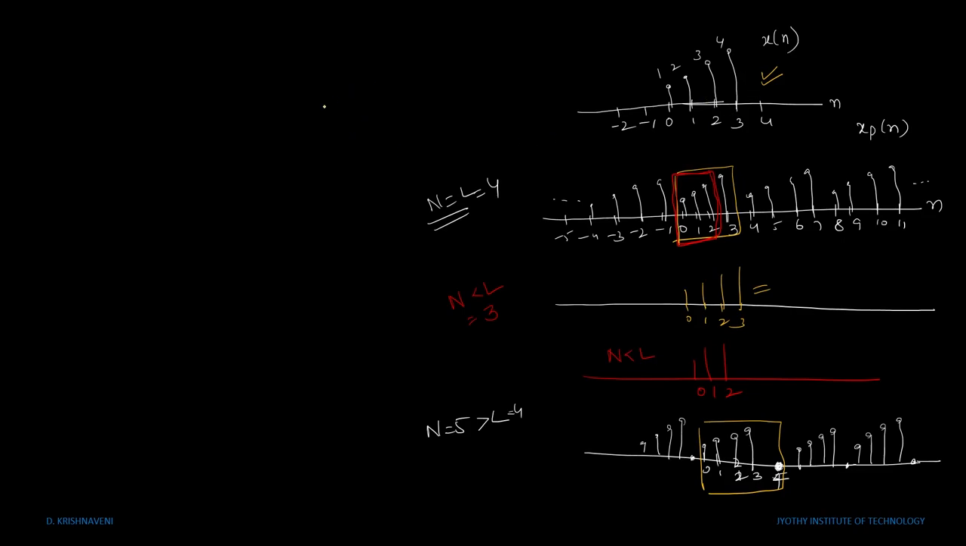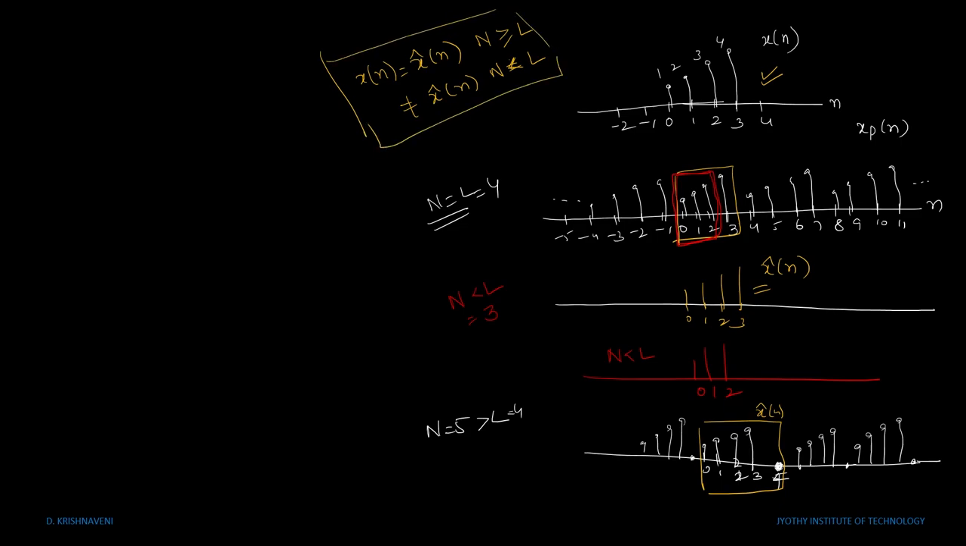So the condition is that for x of n to be equal to x dash of n, this is our x dash of n, that is one cycle which we have taken, that we are representing as x dash of n. So x of n will be equal to x dash of n when n is greater than or equal to L, but it is not equal to x cap of n when n is less than L. Okay, so we have to take this condition very carefully.